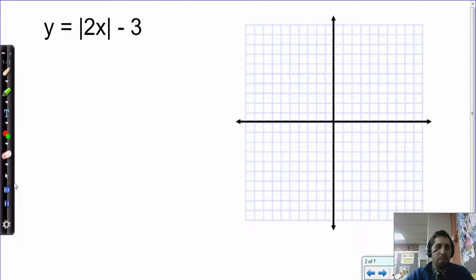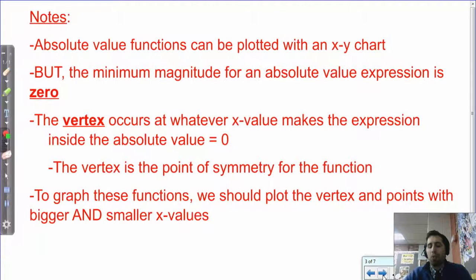So let's see what are some notes that are going to help us to solve any sort of problem like this, and to help us graph it. So absolute value functions can be plotted with an XY chart, so they're just like normal, and we just saw that. But the minimum magnitude for an absolute value expression, so the expression inside the absolute value, is 0. So that's what I was just talking about, the fact that we can't go as negative as we want, and other times we won't be able to go as positive as we want. It sets a limit on us. And so where does that limit occur? It occurs at the vertex, and that's whatever x value makes the expression inside the absolute value equal to 0.